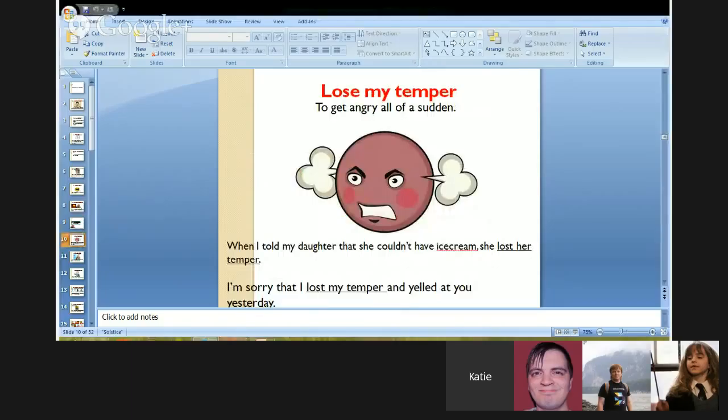The next one that we have is a little bit different, because we learned lose it, like Anna mentioned. But this one is to lose your temper, or lose my temper. This is similar to blow up on someone. It's pretty much the same thing. When you lose your temper, you get angry all of a sudden. For example, little children a lot of times will have temper tantrums, and they will lose their temper.